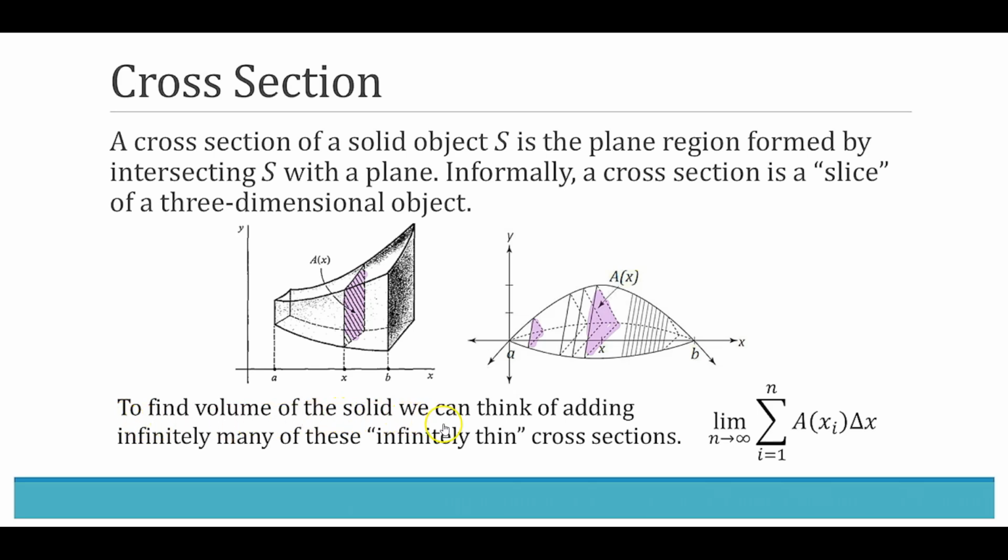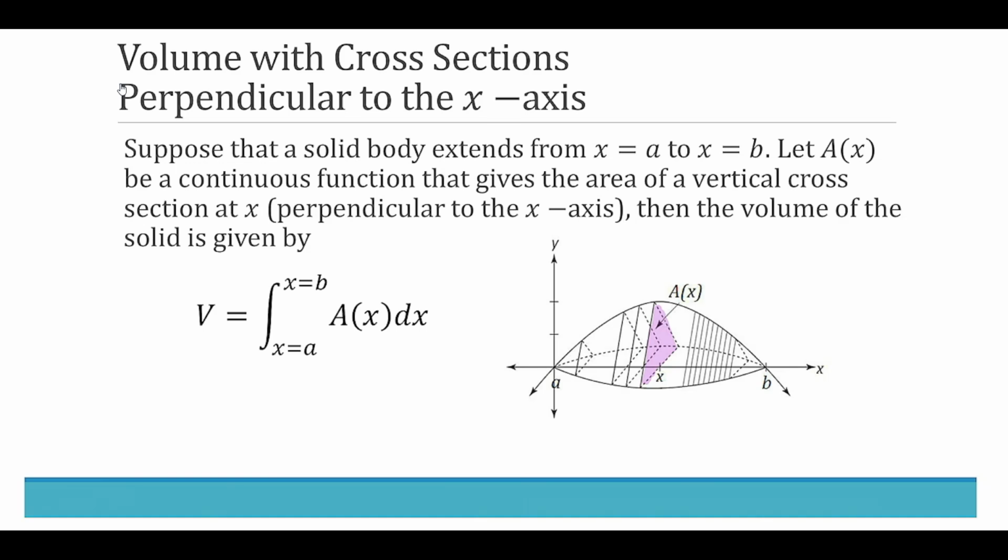To find the volume of the solid, we can think of adding infinitely many of these infinitely thin cross-sections together. So we are taking the limit as n approaches infinity. N is the number of cross-sections. So if the number of cross-sections goes to infinity, and we think about adding, so summation notation, we're adding all of those areas together. So if we add these infinitely many, infinitely thin cross-sections together, we will obtain the exact volume of these solids. Let's go ahead and extend the previous idea.